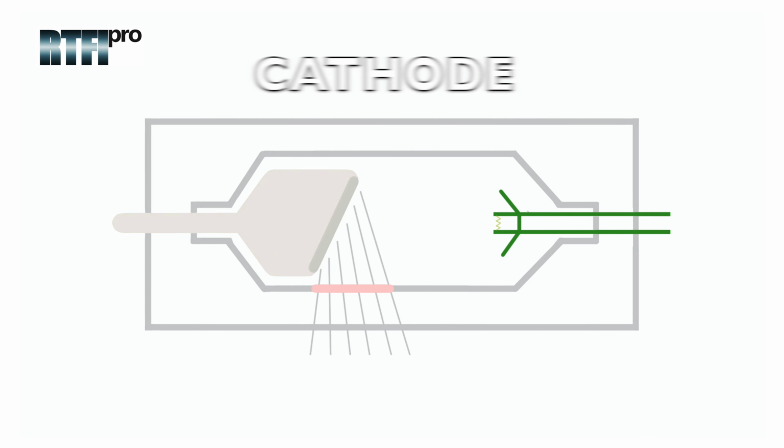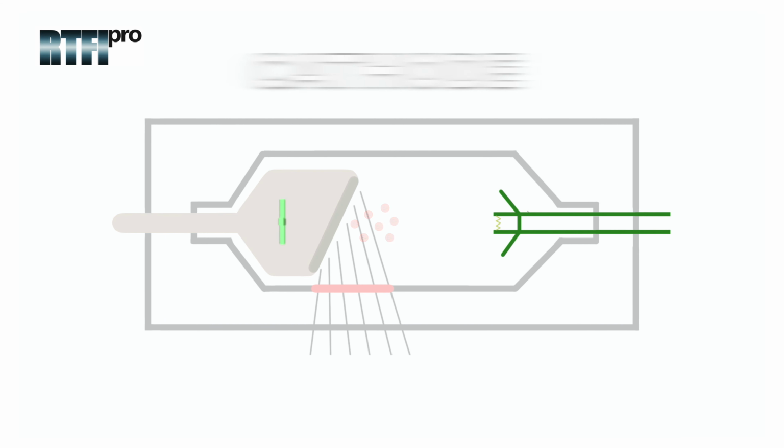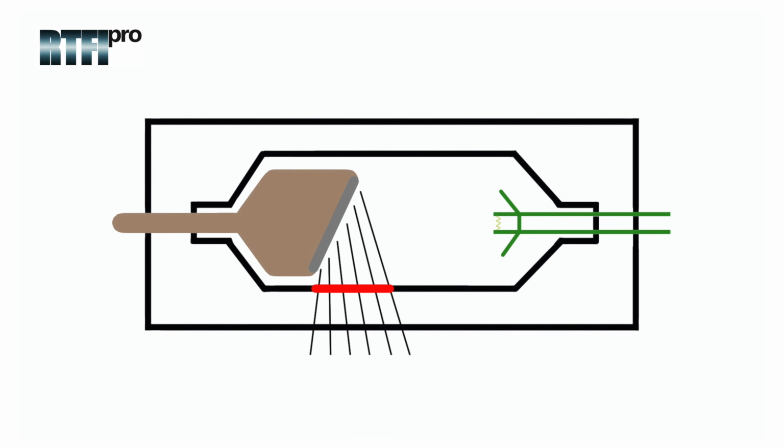The cathode. The cathode is negatively charged and is used to create the electrons, which are accelerated to the anode, which is positively charged. Hence, the negative electrons become attracted to the positive anode. But how does this occur? Well, let's look deeper into the cathode.